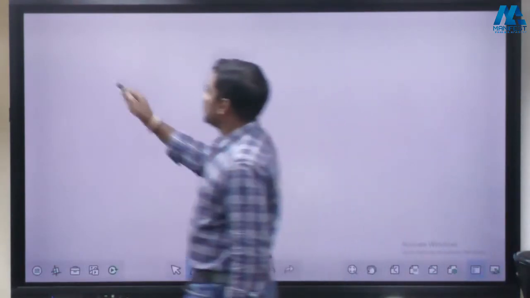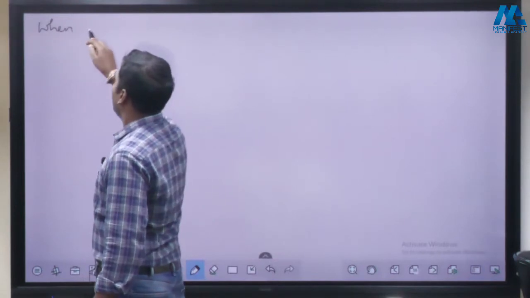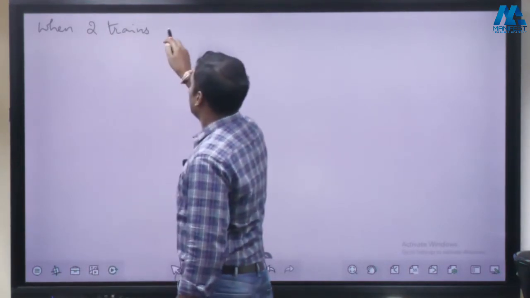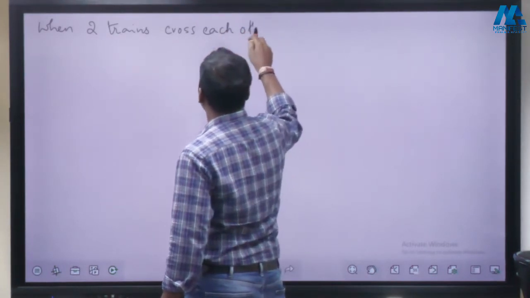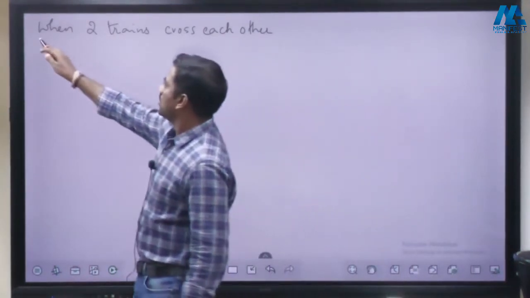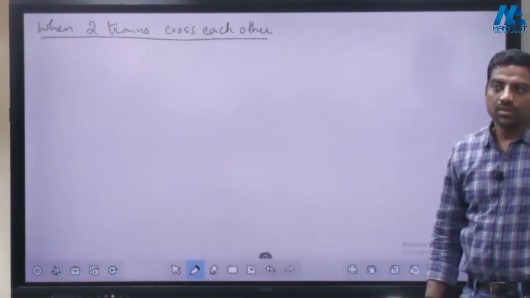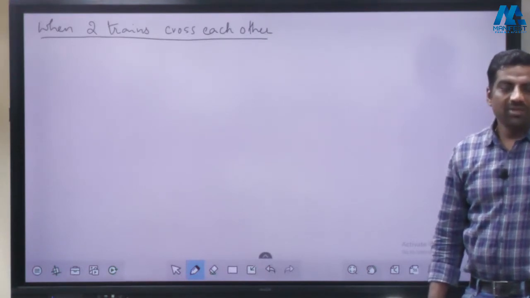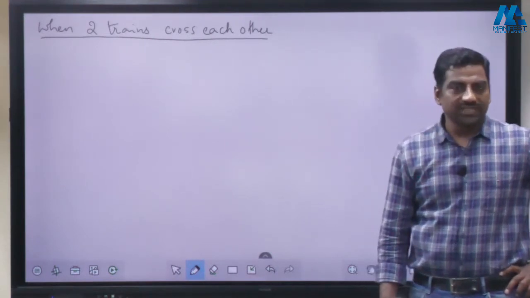That is, when two trains cross each other. When two trains cross each other. Again, so far we had taken stationary. Whether it is a pole, man or tree, or tunnel or platform or bridge. All these are stationary. They can't move.